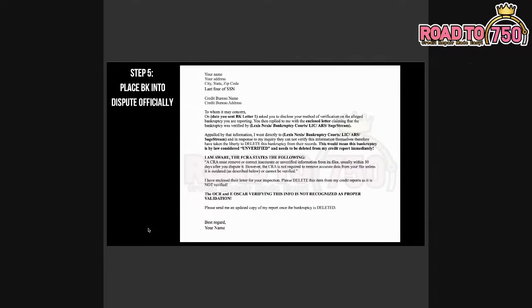Do not, I'm sorry, I have to repeat this because this is a critical mistake that people make. Do not place your bankruptcy into dispute until you already have the information that you should have been retrieving from the prior letters. Do not do it. So we're just going to assume that you have the response from LexisNexis and the bankruptcy was deleted. We're going to assume that you have your Courthouse letter, and we're going to assume that you have a response from the credit bureaus back from the step 4 letter.